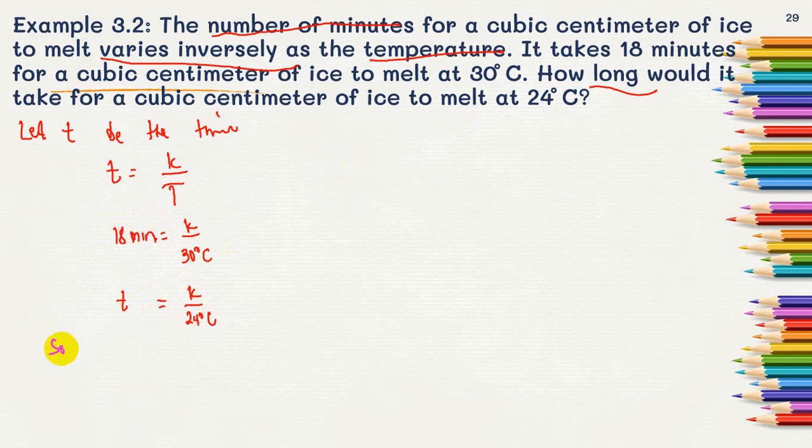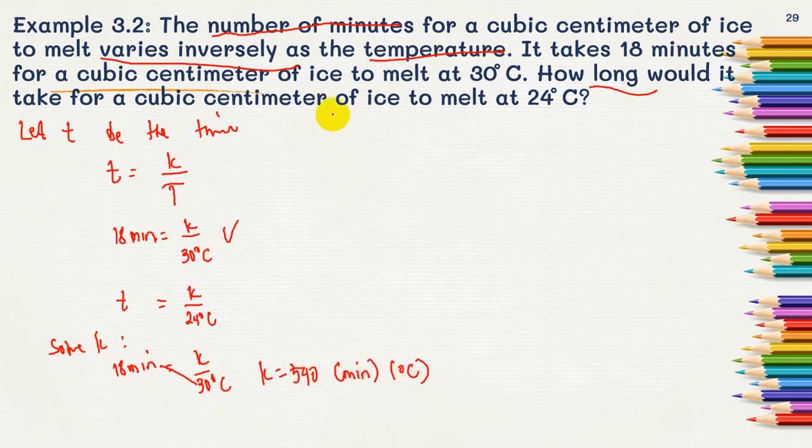So let's now solve for the value of k. Using the first equation, 18 minutes equals k over 30 degrees centigrade. Cross multiply, k will be equal to 18 times 30, which is 540 minutes degrees centigrade. Next, let's solve for the value of t now, or the time.